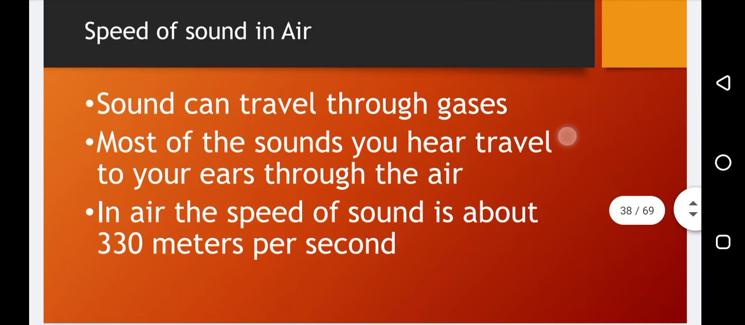Speed of sound. Sound can travel through gases. Most of the sounds you hear travel to your ears through the air. In the air, the speed of sound is about 330 meters per second. It is accurate, yet you must memorize it.